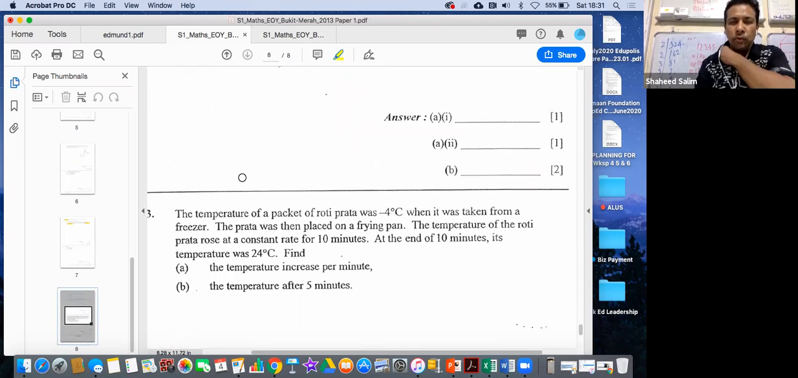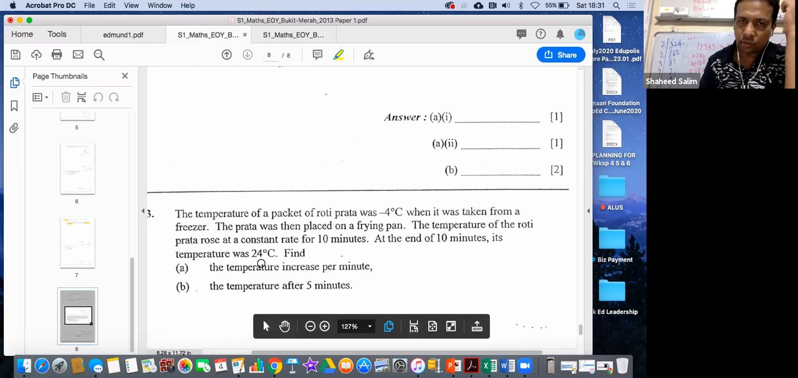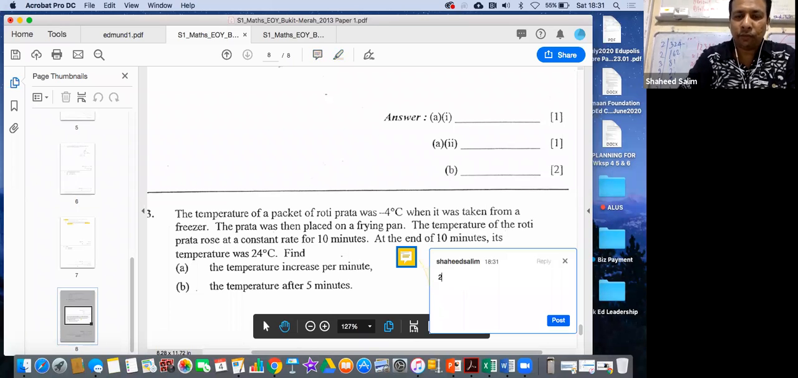So the temperature of a packet of roti prata was -4 degrees when it was taken out from a freezer. The prata then was placed on a frying pan. The temperature of roti prata rose at a constant rate for 10 minutes. At the end of 10 minutes, the temperature is 24. So good, you take 24 minus 4. Okay, well done. You were not tricked.